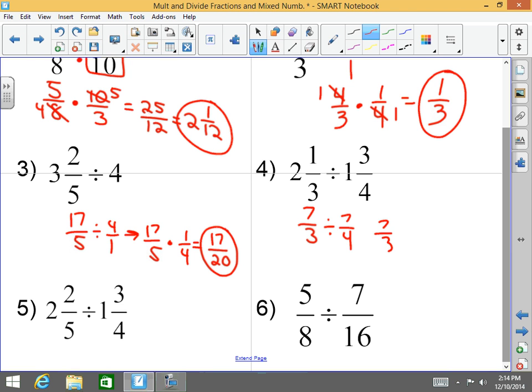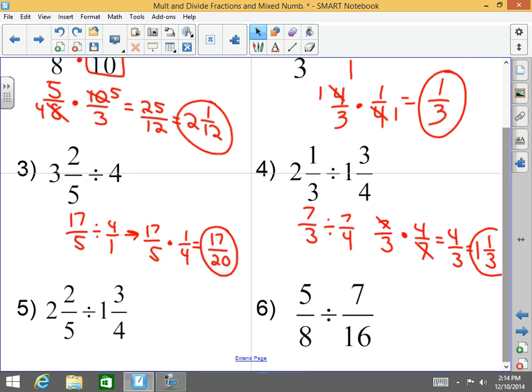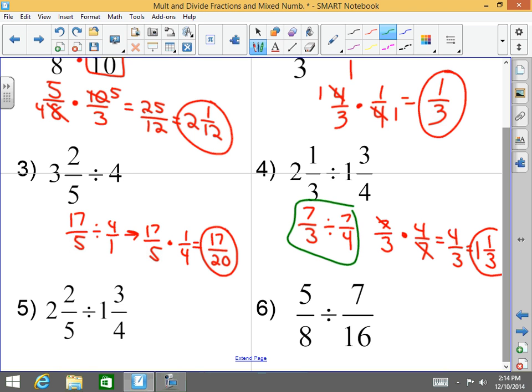First fraction stays. Change to multiplication. Flip the second fraction. The 7's cancel. I got 4/3, which is 1 and 1/3. So you first convert. Then you stay, change, flip. Then you convert or reduce at the end. You guys with me? Yes.